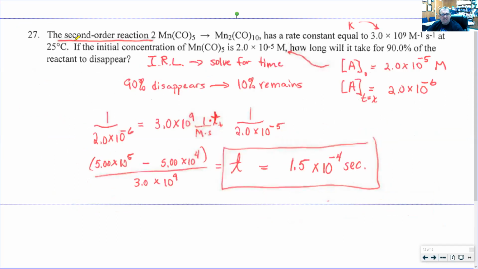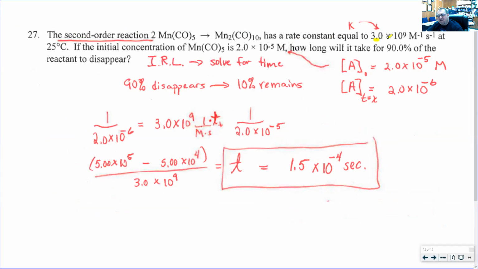All right, so 27, you've got a second order reaction, and I give you this reaction, and I give you a rate constant that's on the system. So here is the rate constant K, and it's a pretty big number. I give you an initial concentration of 2 times 10 to the minus fifth, and I want to know how long would it take for 90% of the reactant to disappear. So that's an example for the integrated rate law, and we're looking for how long. We want to solve for time.